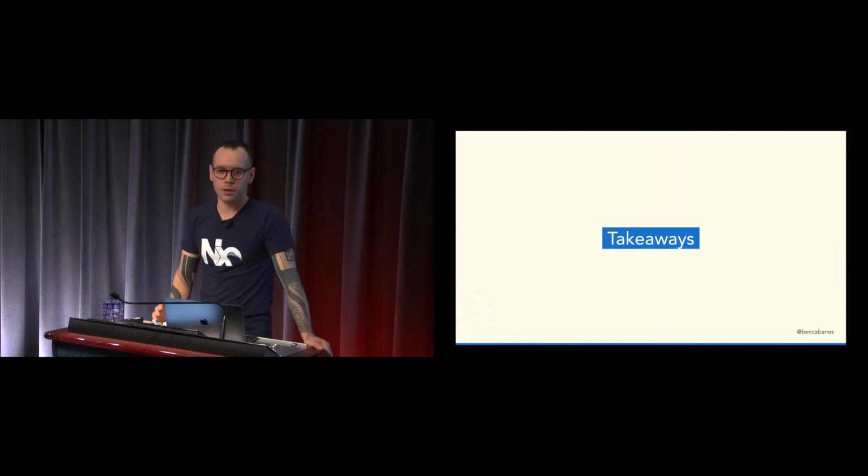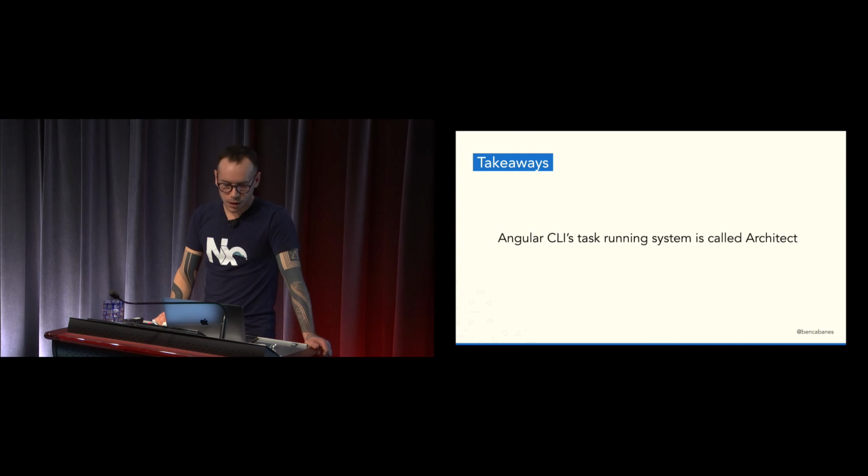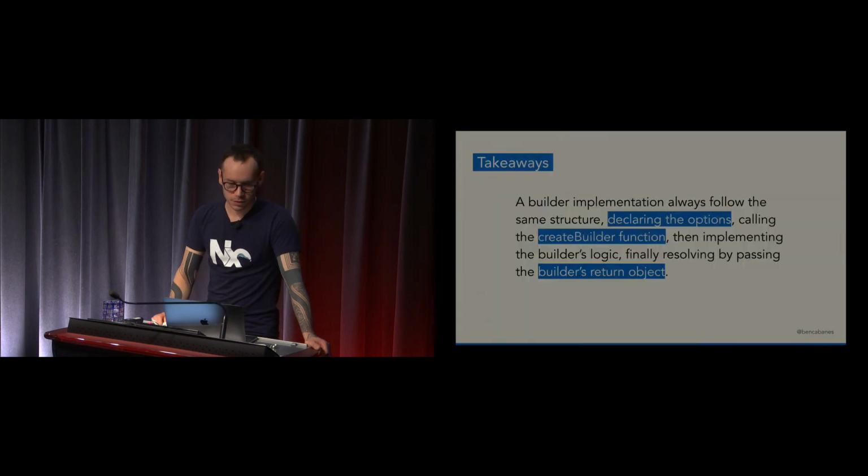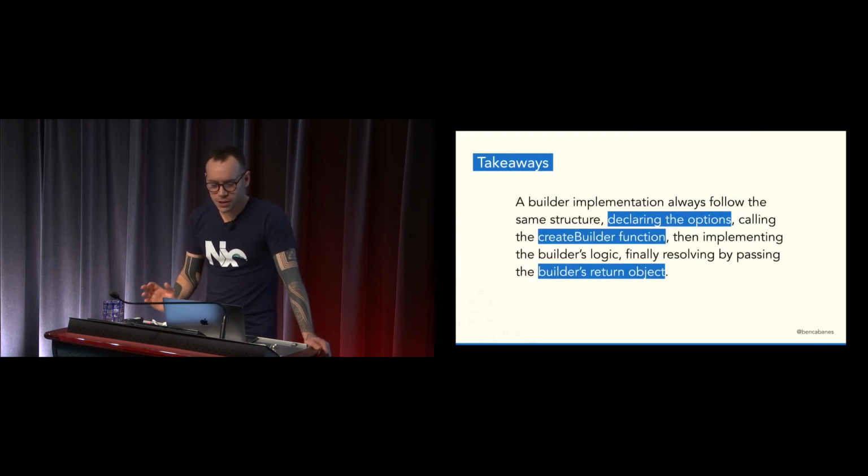Okay, we have covered a lot of stuff. Let's just have some takeaways. The Angular CLI's task running system is called Architect. A builder is the implementation of a task. It is not as complicated as you might have thought. Once you know the structure, you know where to look and understand what the builder does. Always the same thing: declaring the options, creating the builder function, and then returning the builder's object.